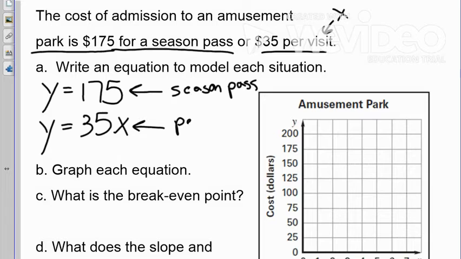And then this is going to be for your per visit. Now, part B, it says graph each of the equations, okay? So for the first equation, I'm going to do this in red, okay? So we're going to do that in red.